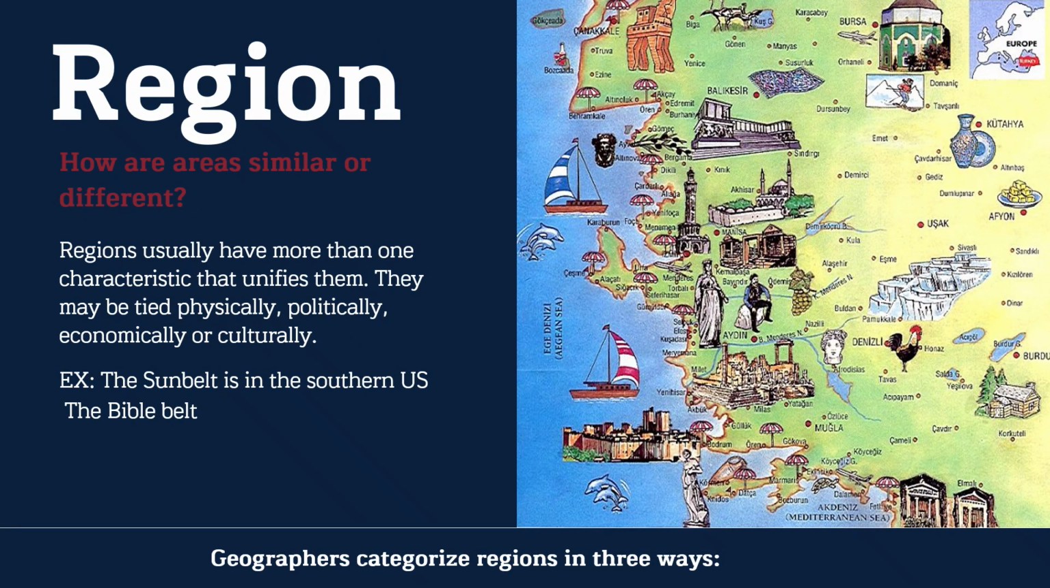Our third is region. Now this is comparing how places are similar and or different from each other. Usually regions have one or more characteristics that unify them. It might be physically, politically, culturally, economically. The Sun Belt is a region in the United States. That's the Southeast region. You have the Rust Belt, which is economically all of those manufacturings in the Northeast. That is a region in the United States. There are several regions around the world, and there's different ways that we classify them.